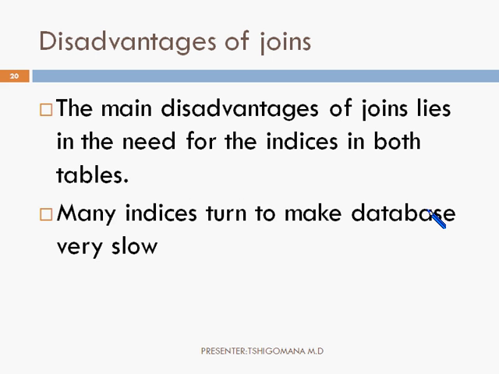Disadvantages of joins. The main disadvantage of joins lies in the need for indices in both tables. The more the indices, the slower the database. That is one thing that you must note. If you have a lot of indices, what you must know is that the more the indices, the more the database becomes slower.